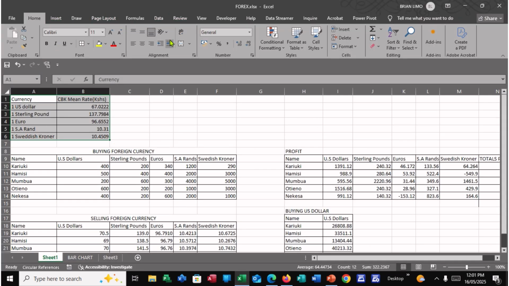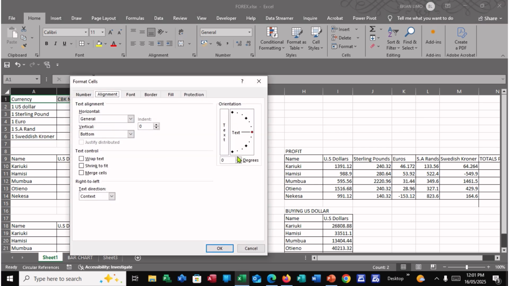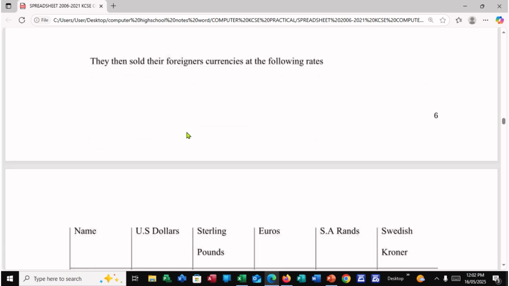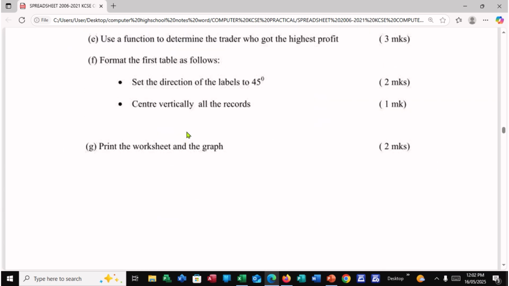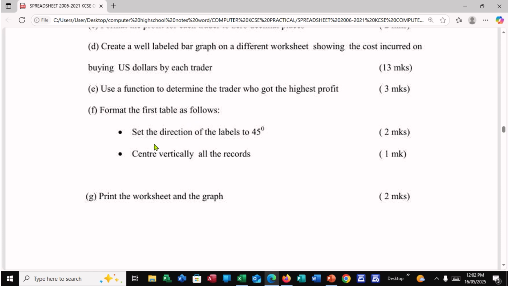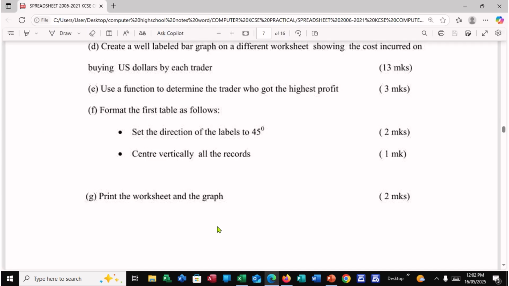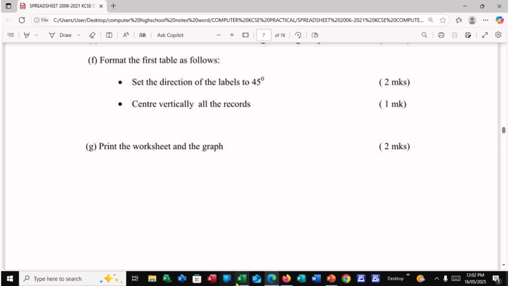So how can you format it? Format cell alignment. So I select the labels first here, the cell alignment. Then I set it to 45 degrees as indicated in the question. Let us check together. Were we supposed to format everything, or format the first table as follows? Set the direction of the labels, only the labels. Okay, then to be centered like this one, and then print the worksheet and the graph.